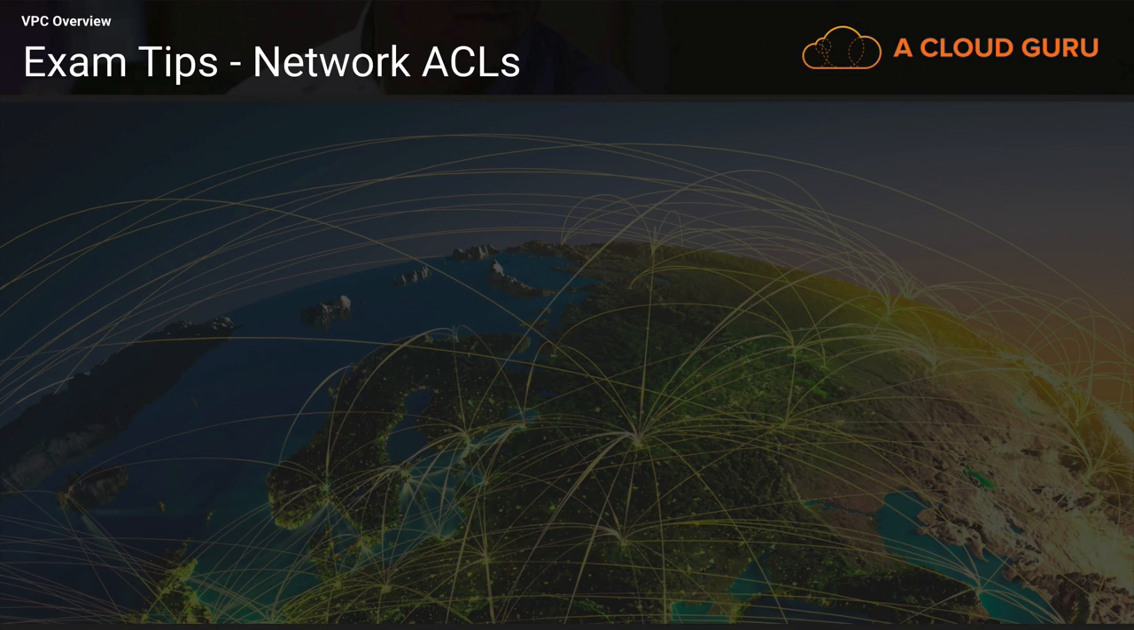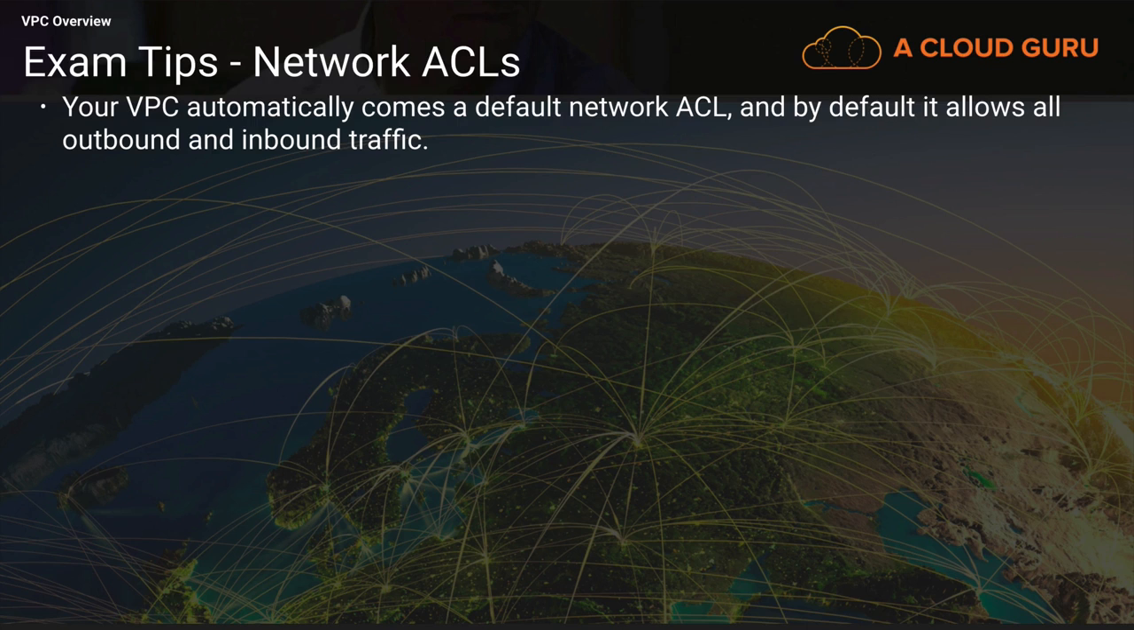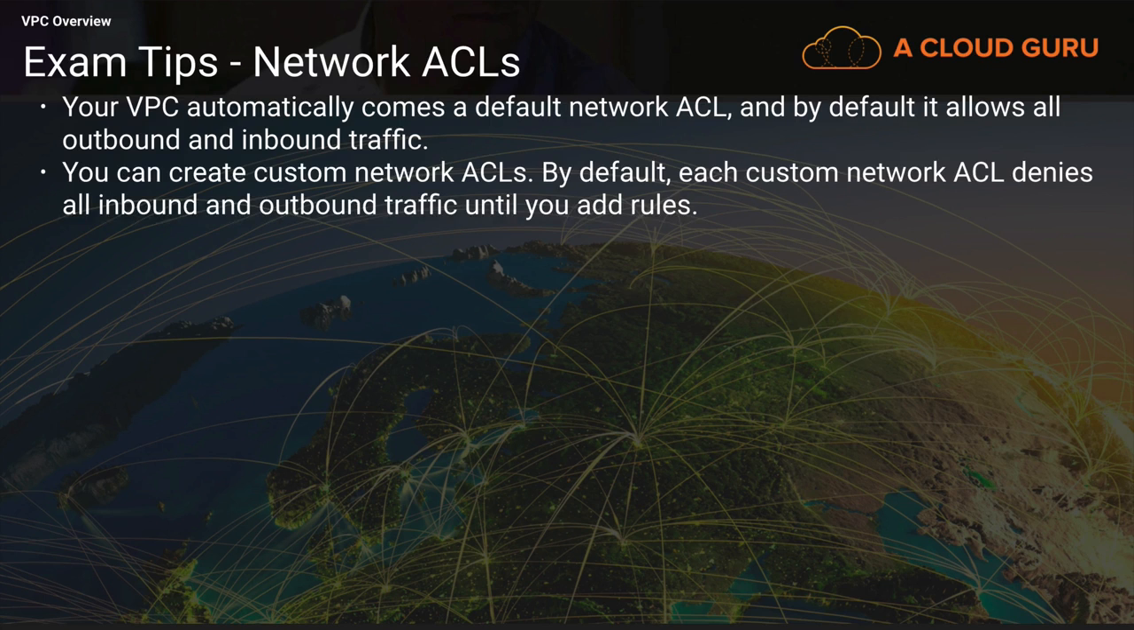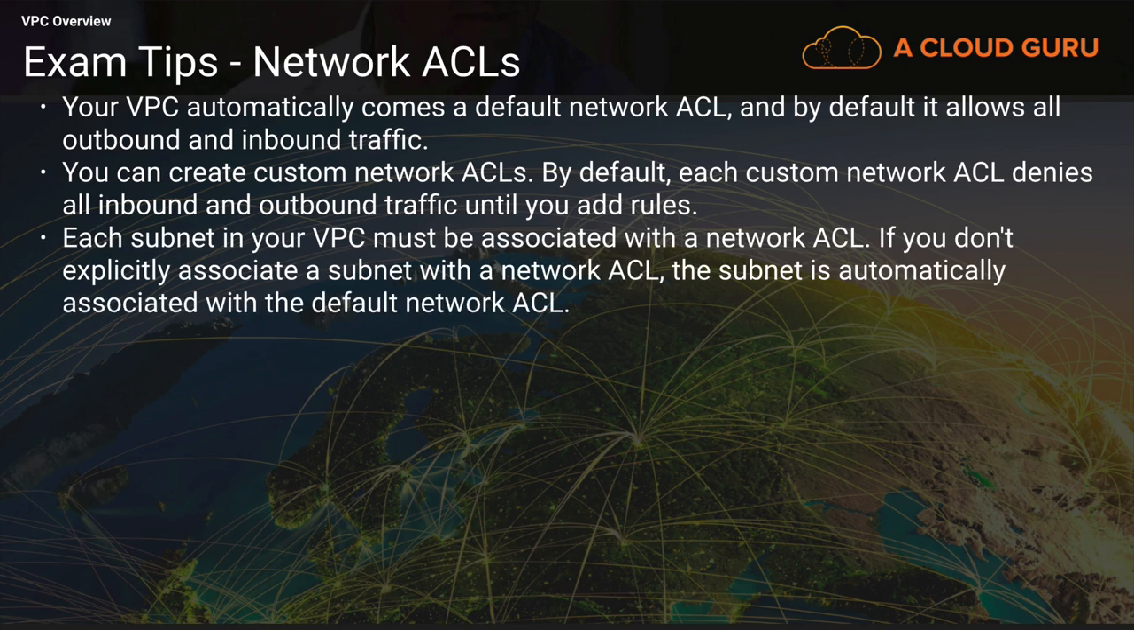Okay, so what are my exam tips? Well, your VPC automatically comes with a default network ACL, and by default, this network ACL allows all outbound and inbound traffic, but it's only the default network ACL that does this. When you go in and create your own custom network ACLs, by default, each custom network ACL denies all inbound and outbound traffic until you go in and add the rules.